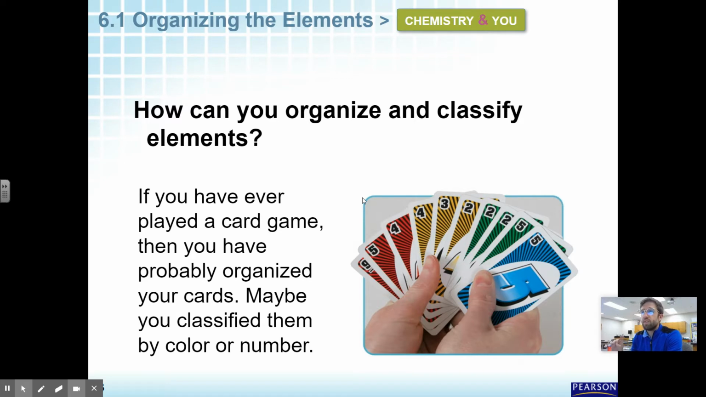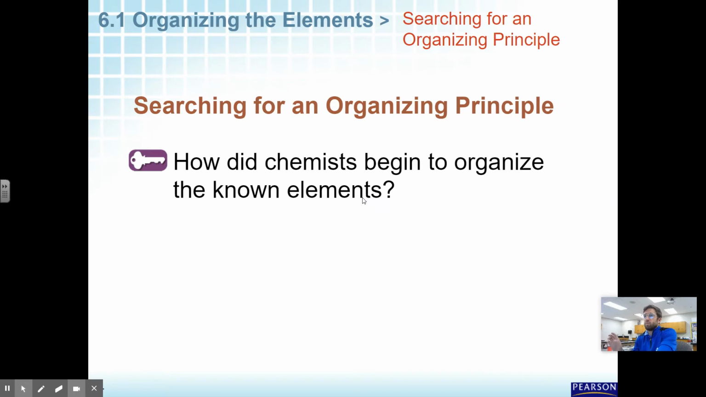So, how can you organize and classify elements? That's what we're going to talk about. So the first topic in this unit is searching for an organizing principle. When you see the notes in just a moment when I'm done talking about this, you will see how it's organized. So how did chemists begin to organize the known elements?